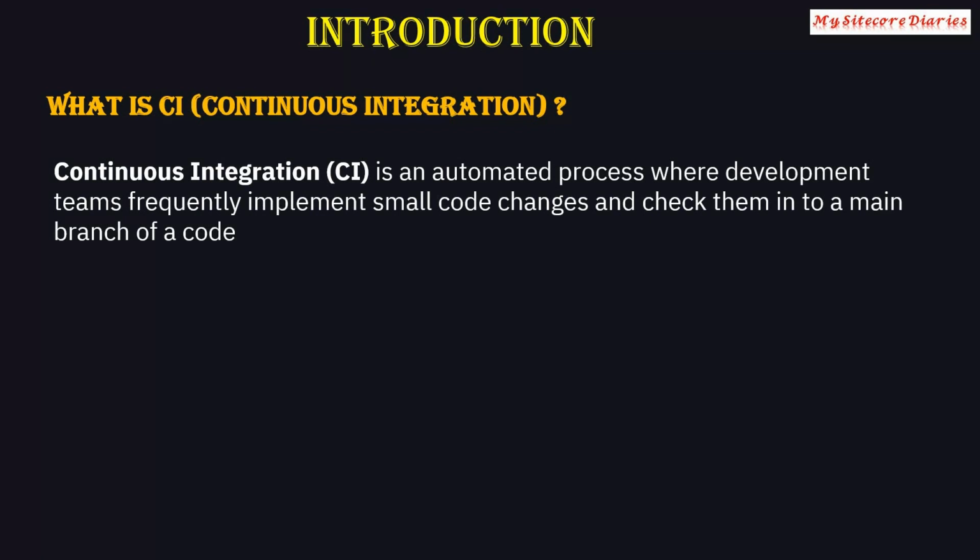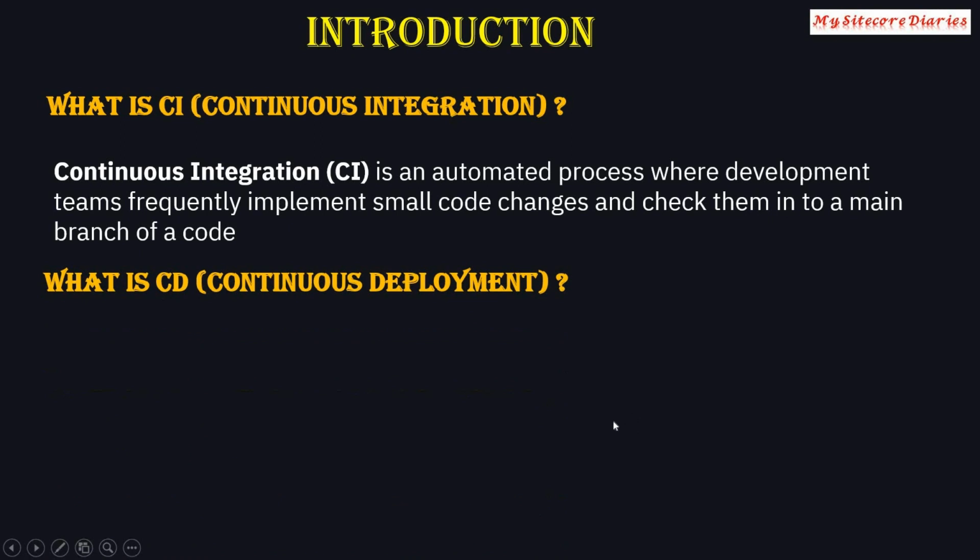If you define it, continuous integration is an automated process where development teams frequently implement small code changes and check them into a main branch of code. You have a team of many people in your development team. Each person will do some code changes for their respective user story, change requests, incidents, whatever they are working on. It is a process where all those code changes get integrated in a main branch, in a single code repository. That process is called continuous integration, where you are continuously checking the code into your branch or your code repository.